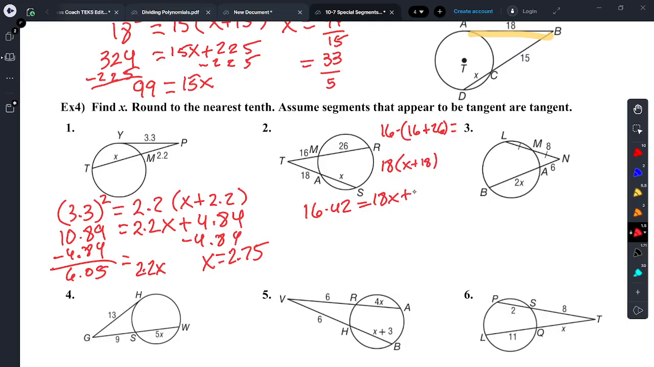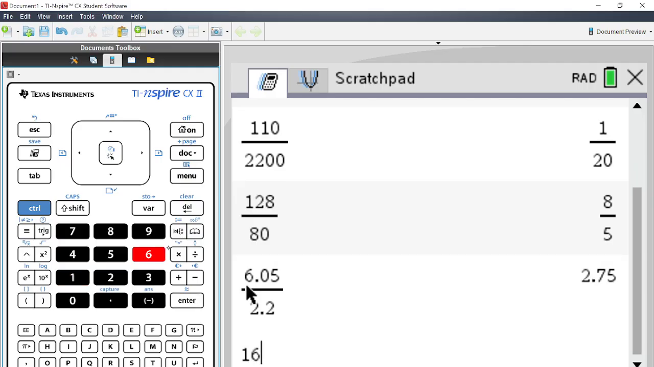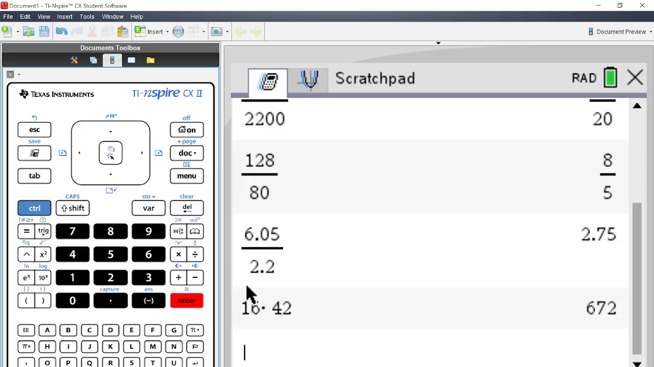18x plus, I'm going to have to do it. 18 times 18, so 324, yeah. So I'm going to have to multiply that now. It's not going to really help me. So what is that, 16 times 42? Is that what it was? I don't mind if you use a calculator on this. That's not what this is about. 672.